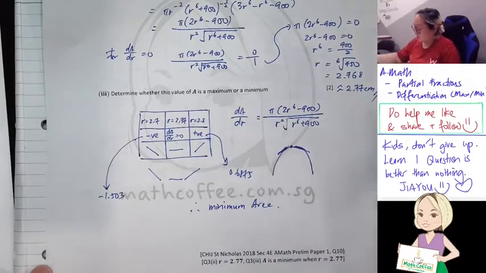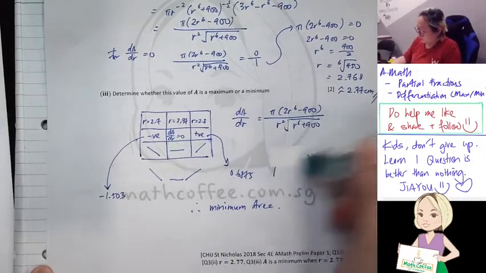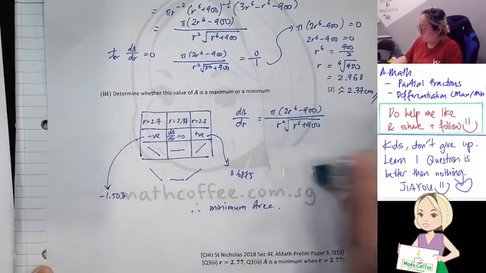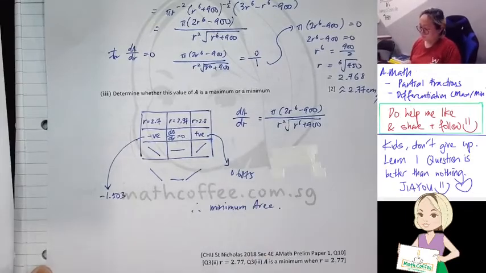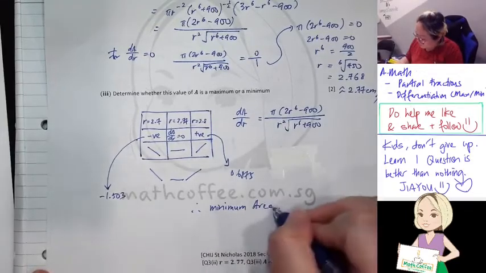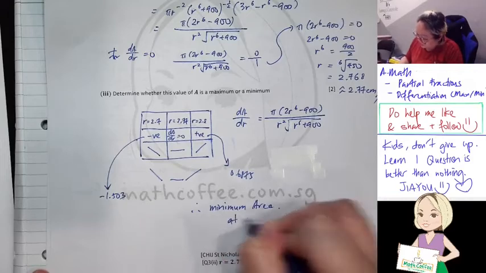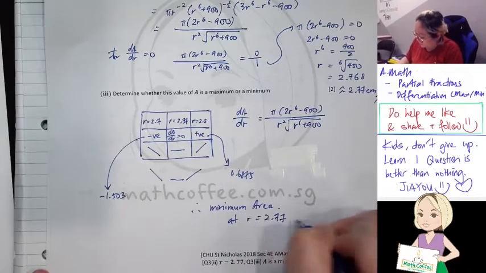I don't need to draw here because I don't want to confuse you. And we will say this is the minimum area at r equals 2.77. Done.